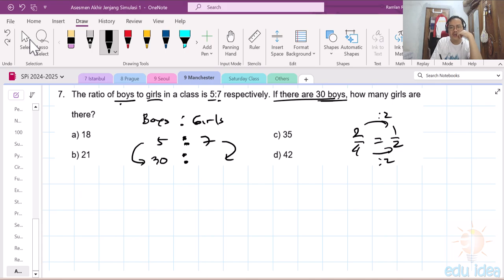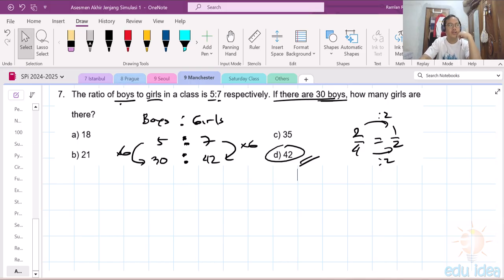So the same thing with this one. If we see that 5 to 30, we know that this is multiplied by 6, or you can say that 30 divided by 5 is equal to 6. So meaning that this over here should also be multiplied by 6. So 7 times 6, which is equal to 42. So that is the final answer. Pretty easy, right?